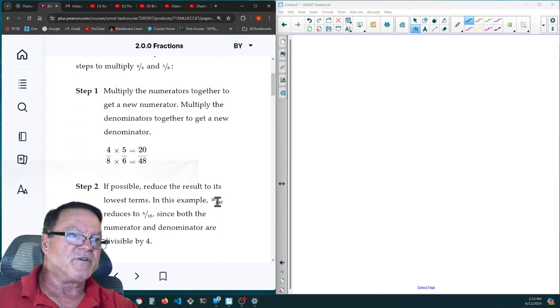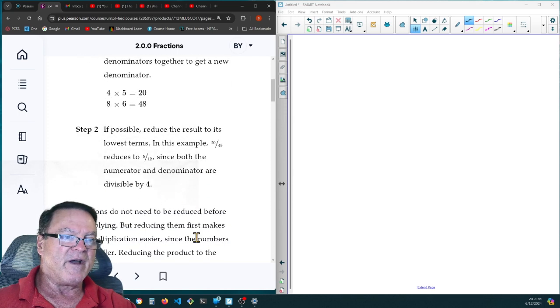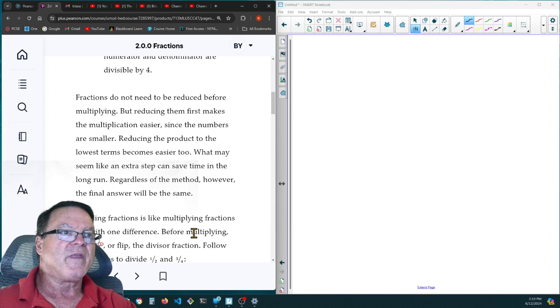If possible, reduce the result to its lowest term. In this example, 20/48 reduces to 5/12, since both the numerator and the denominator are divisible by 4. Fractions do not need to be reduced before multiplying, but reducing them first makes the multiplication easier.